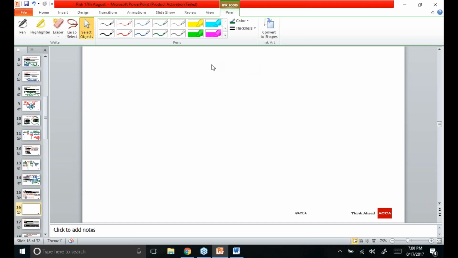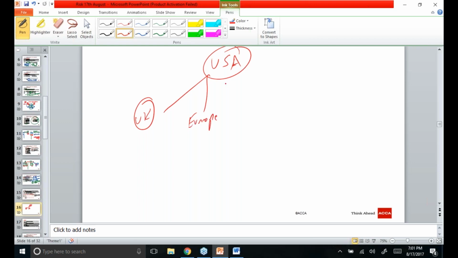Let's suppose there's a parent company in USA. Its one subsidiary is in UK. Another subsidiary is in Europe. Another subsidiary is in UAE. And let's say another subsidiary is in India.